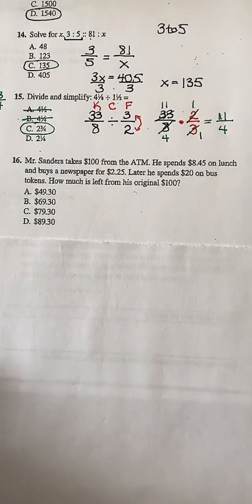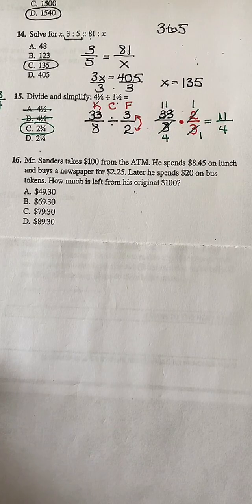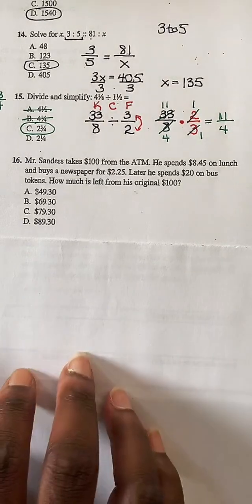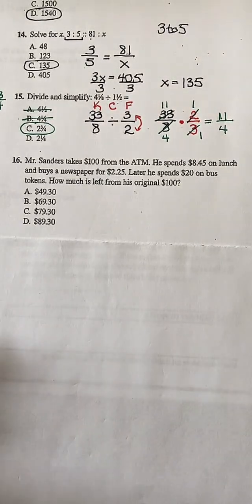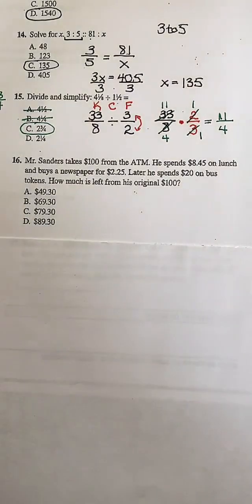All right, so Mr. Sanders takes $100 from the ATM. He spends $8.45 on lunch, buys a newspaper for $2.25. Later, he spends $20 on bus tokens. How much is left from his original $100? I think we have all been through this in our lives.